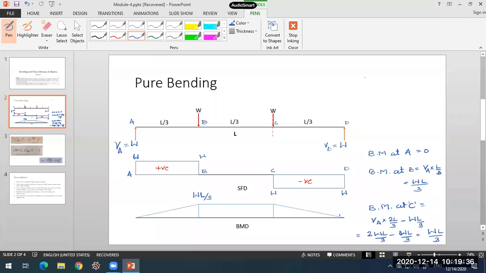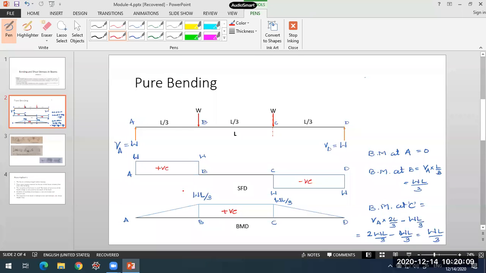Now if you take point D, at the support, the bending moment will be 0 again. Even your calculation will give you a 0 value over there. So this is what the bending moment diagram is. This is how the variation in bending moment is. Now just look at these two diagrams, the shear force diagram and the bending moment diagram. We have calculated and drawn these over here.